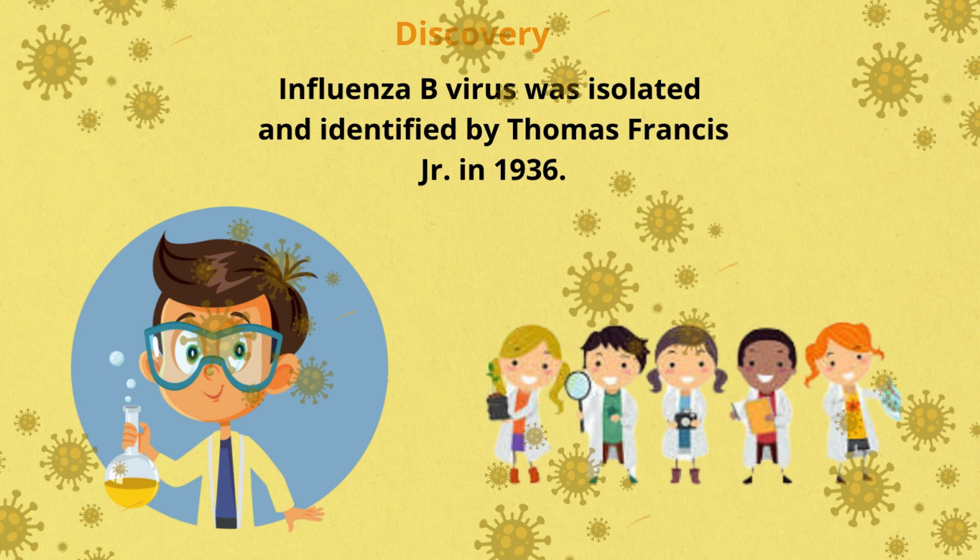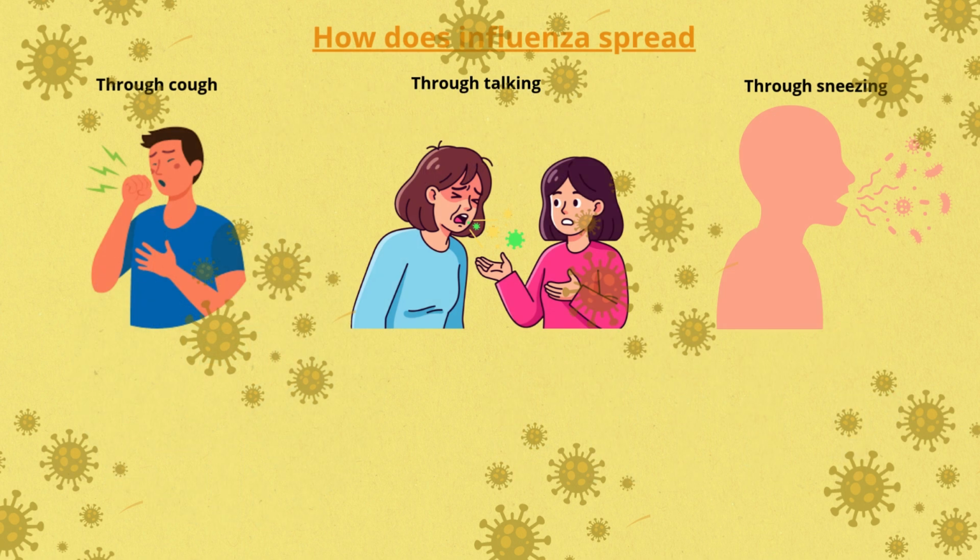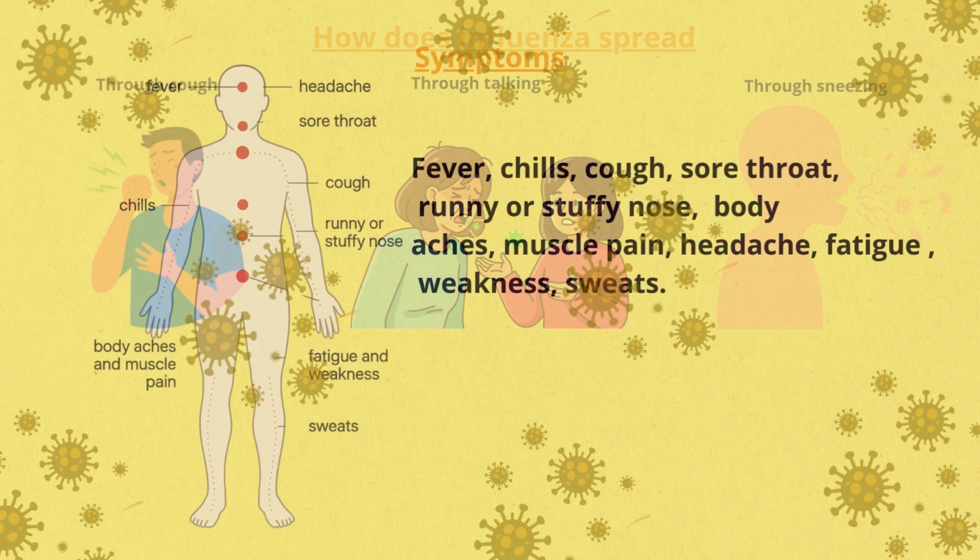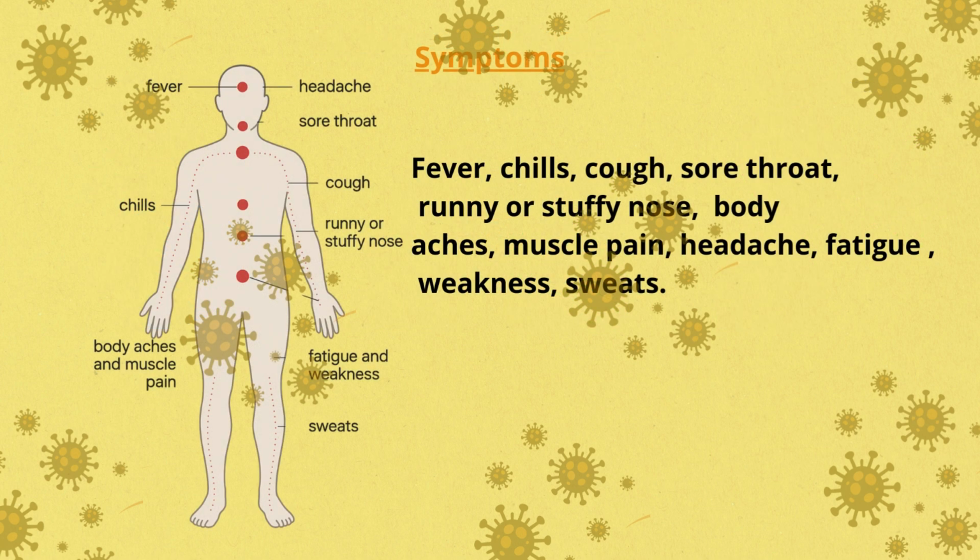Influenza B virus was isolated and identified by Thomas Francis Jr. in 1936. Influenza spreads through coughing, talking, and sneezing. Another way to get infected is by touching contaminated surfaces and then touching your nose, mouth, or eye. The symptoms of influenza B include fever, chills, cough, sore throat, runny or stuffy nose, body aches, muscle pain, headaches, fatigue, weakness, and sweats.